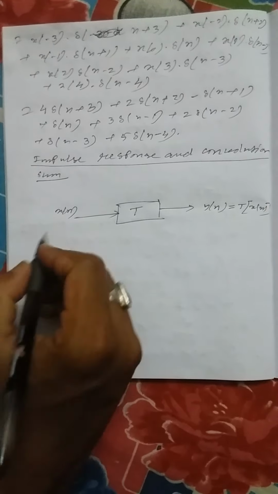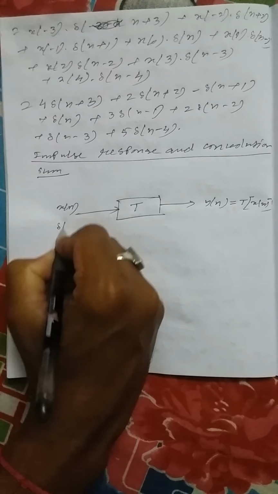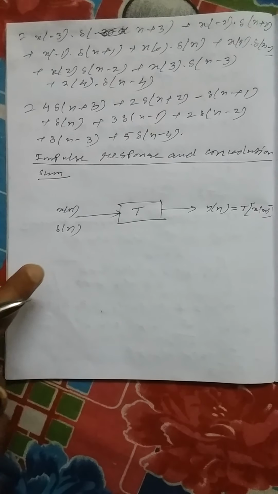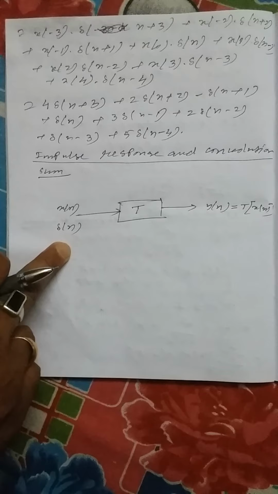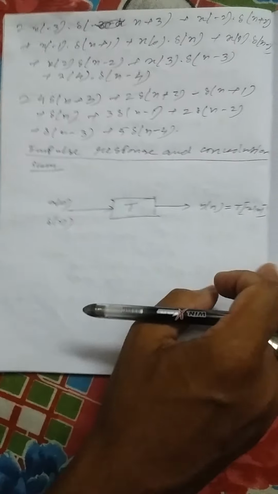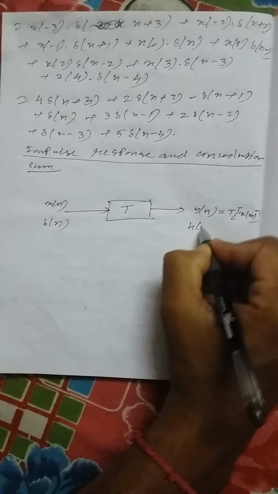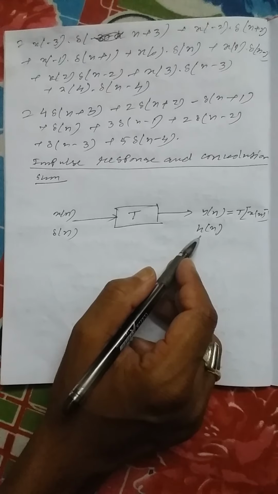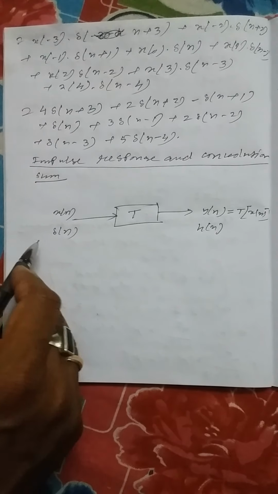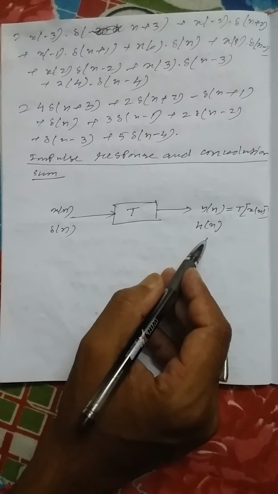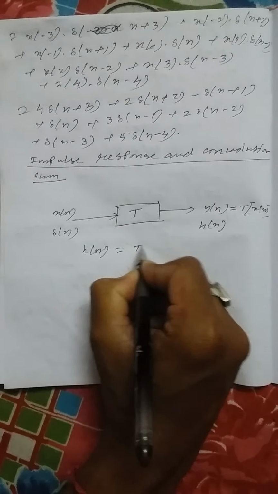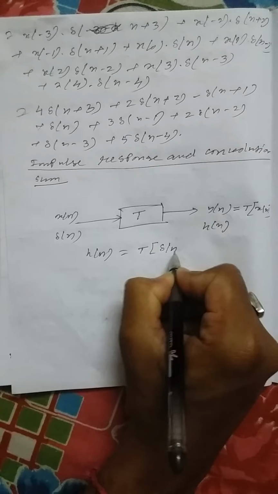Now if the input to the system is delta n, that is the unit impulse function, then the response of the system is written as h(n). That is called the impulse response of the system. When the input of the system is a unit impulse, the response is called the impulse response, denoted by h(n). So h(n) can be written as the transformation of delta n.